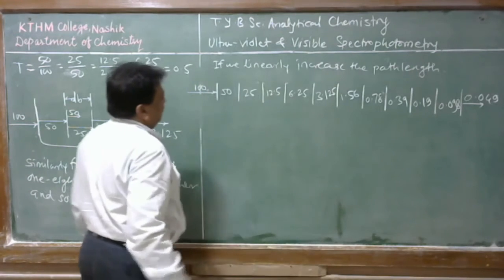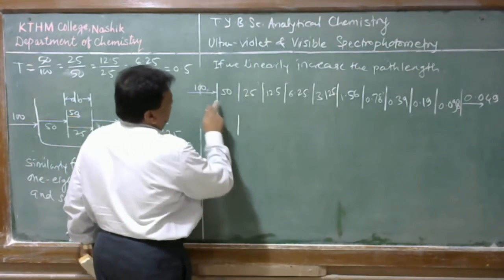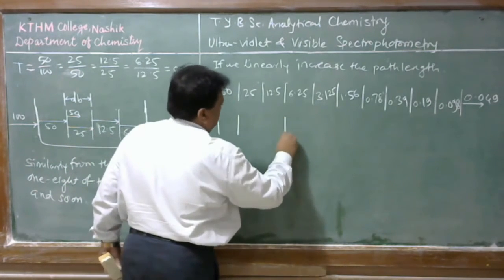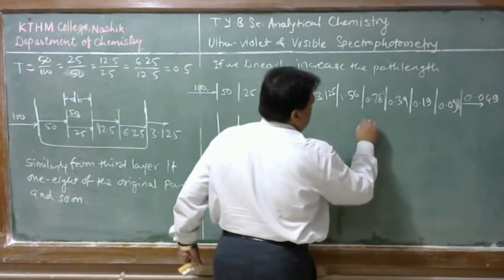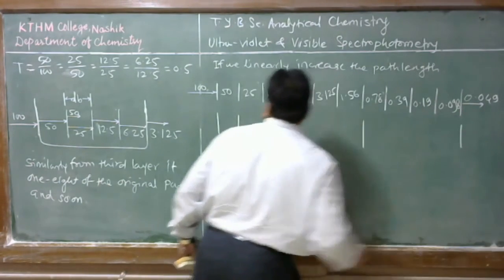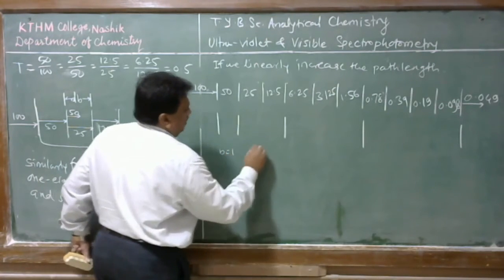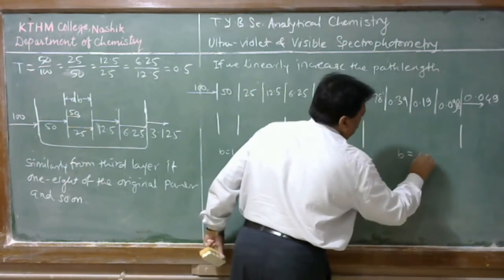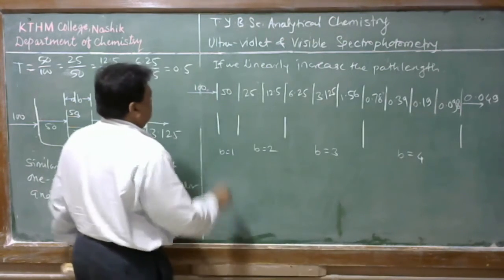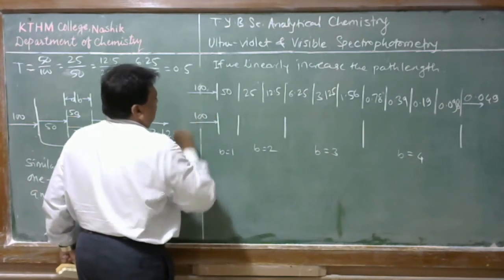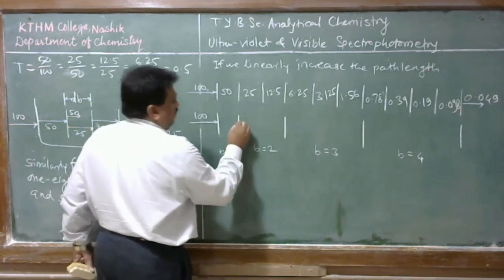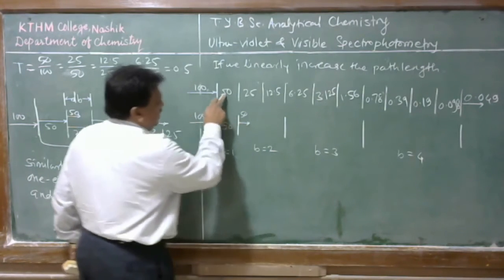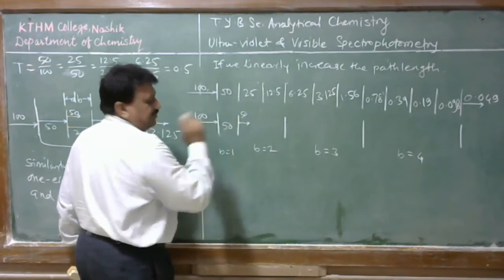Suppose for example this is the first layer. In this case 50% is transmitted. This is a second layer, this is a third layer, and this is a fourth layer. For this B is equal to 1, B is equal to 2, B is equal to 3, and here B is equal to 4. Therefore here in this case if 100% light intensity falls on the first layer, 50% is transmitted and 50% is absorbed. Therefore, this figure is equal to transmitted and the absorbed light.